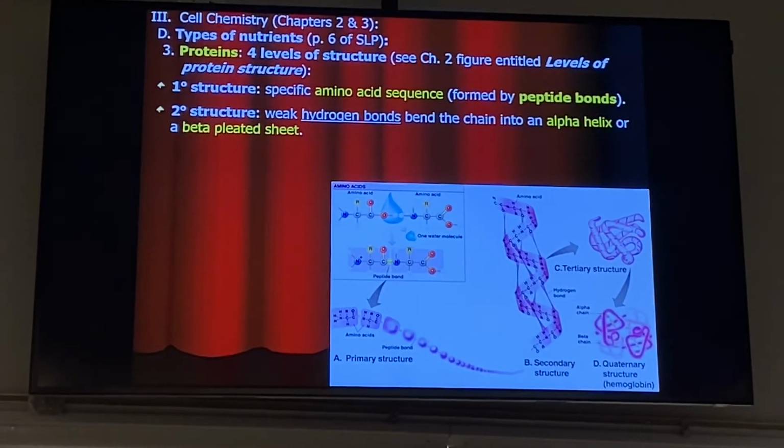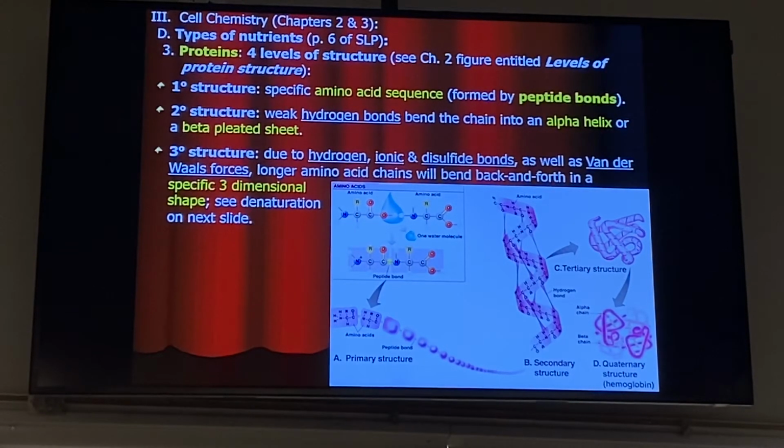If the protein gets really long, so not all proteins have this, but some do, there'll be other bonds: hydrogen bonds, ionic bonds, those disulfide bonds we saw in the denaturation figure, as well as van der Waals forces. You guys know what those are? You need for me to explain it to you?